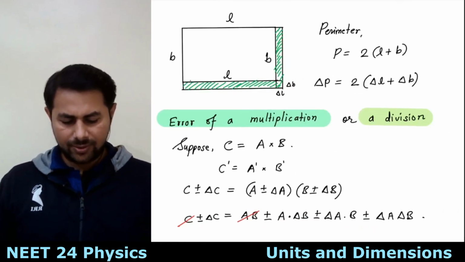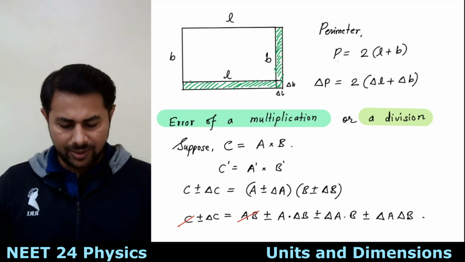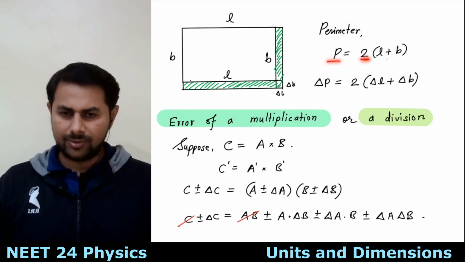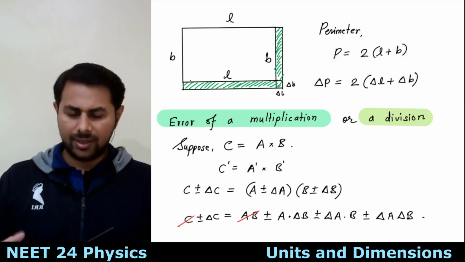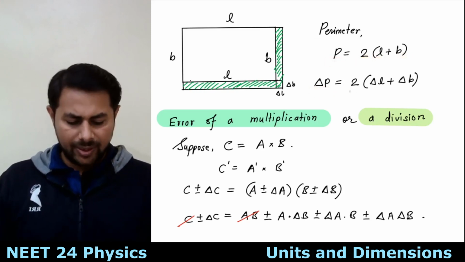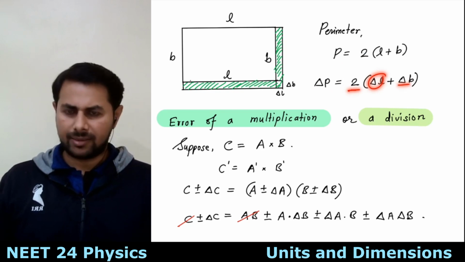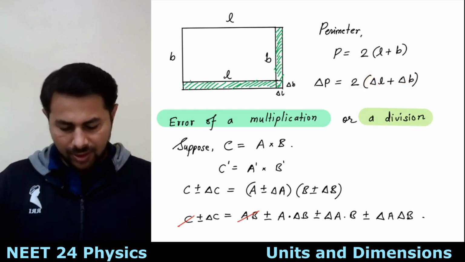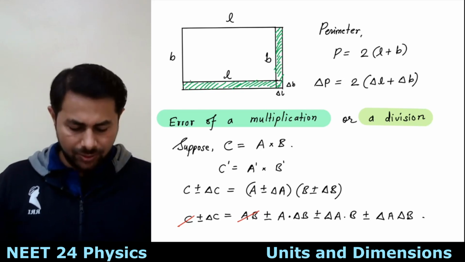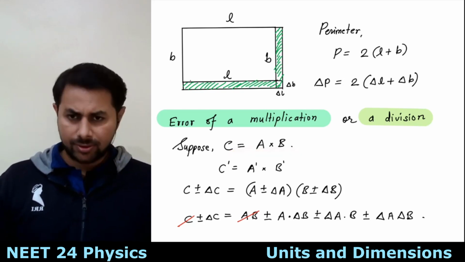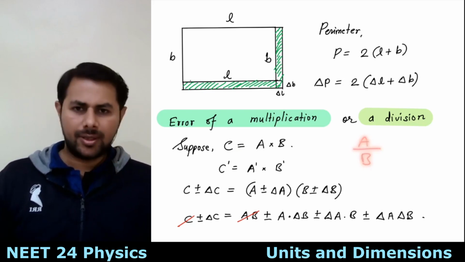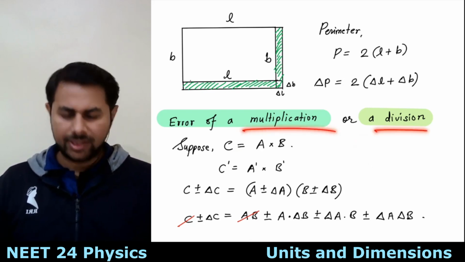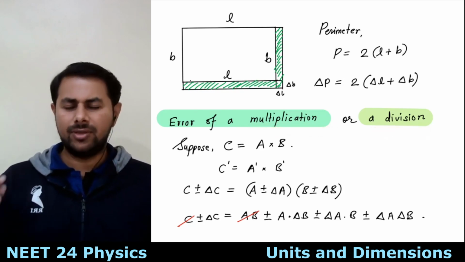All right, so this is an example. As I said, perimeter is written like this, 2 times of L plus B. So what will be error in the measurement of perimeter? It will be 2 times of delta L plus delta B. Okay. All right, next, now we might need to multiply two quantities also sometimes, and we might need to divide them also. So in multiplication or a division, what happens to the error?